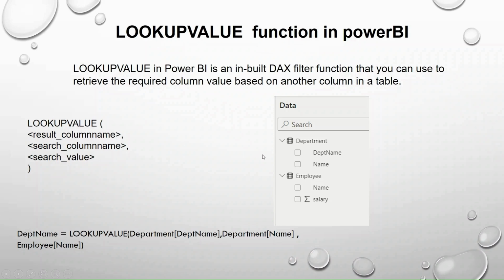Let's see a simple example based on this syntax, where the resultant column name is the department name, which I want, and the search column name is the department name, and the second search value is the employee name. One rule is that we have to see there must be a same column name present in both the tables.